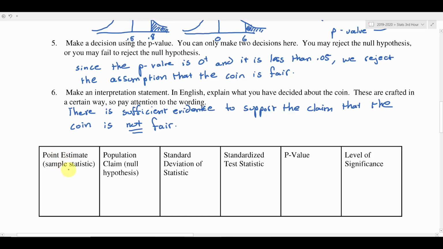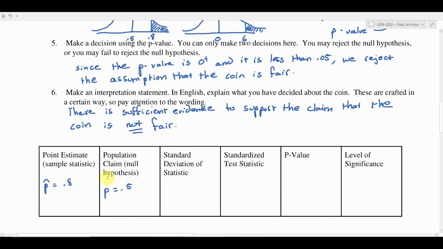This point estimate that we found comes from our sample, right? So when we flip the coin 100 times, we saw 80 heads. That 80 out of 100 becomes our point estimate. So we say p hat equals 0.8, right? And we put the hat on it to indicate that this came from a sample and not the population. Now there's this population claim, or what we are assuming to be true about the population. And if you recall, we assumed that the coin was going to be fair. So we assumed that the actual proportion was equal to 0.5, all right?